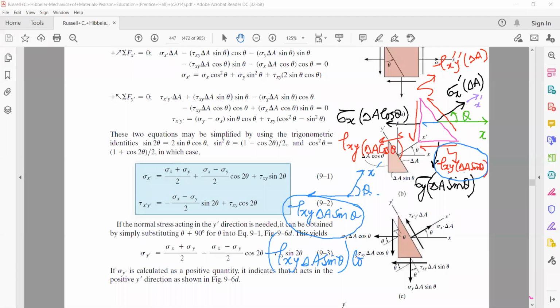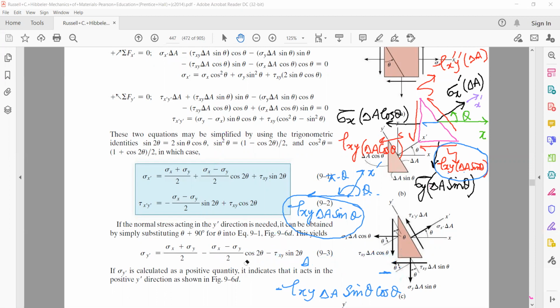That will be equal to cos of this angle, that is pi minus theta. That is cos of pi minus theta. Pi minus theta is the angle in second quadrant. That will be minus tau xy delta A sine theta cos theta. That is what has been written here. This is the second term here. The first term we know; the second term represents the component of tau xy delta A sine theta along the x prime direction.